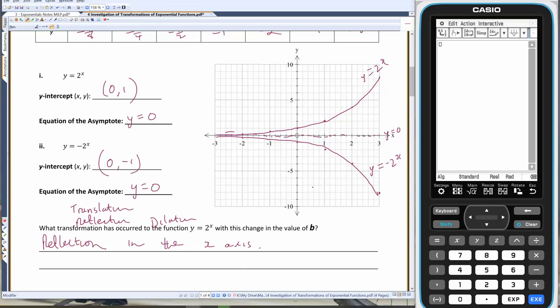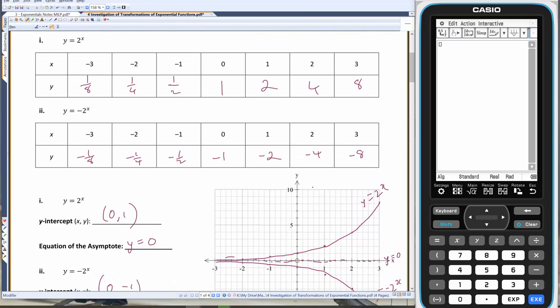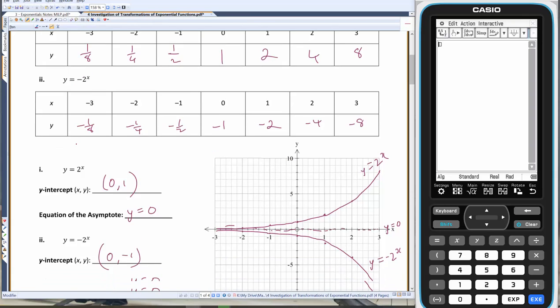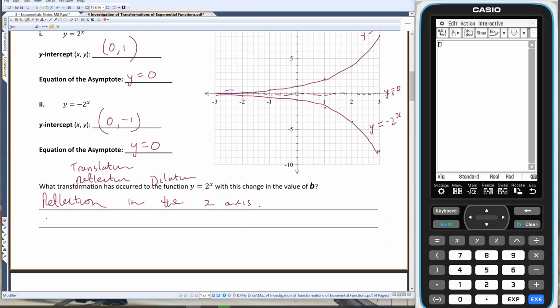And the one thing that we want to really note is reflections in the x-axis negate the y value. So can we please note that down as well? We're going to say that reflections in the x-axis negate the y value, and the x value stays the same.